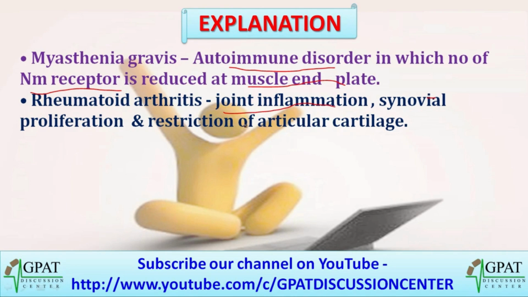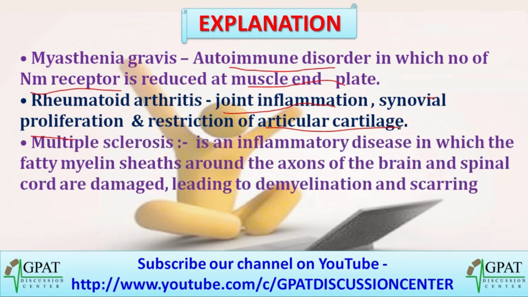inflammation and synovial proliferation and restriction of articular cartilage occurs. It is not an autoimmune disorder. So the correct answer is rheumatoid arthritis. Talking about multiple sclerosis also, it is an inflammatory disease in which the fatty myelin sheath around the axons of the brain and the spinal cord are damaged, leading to demyelination and scarring.